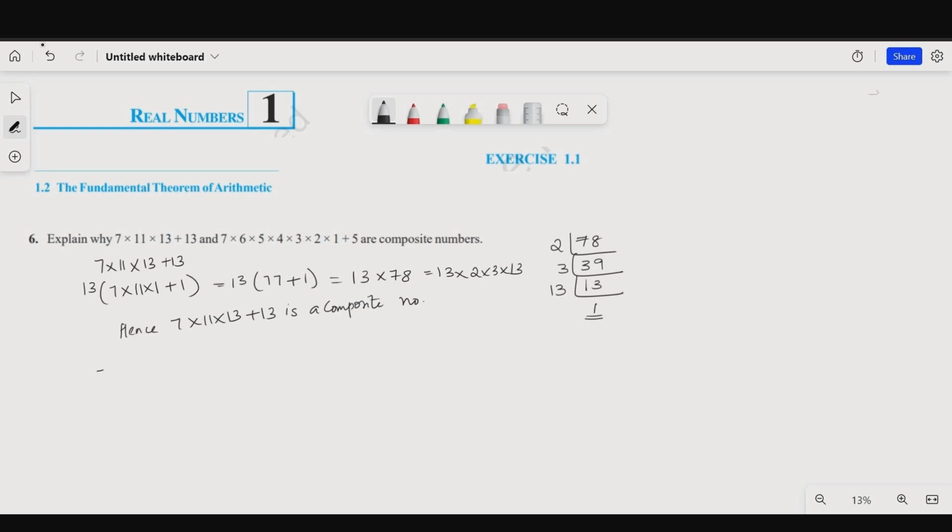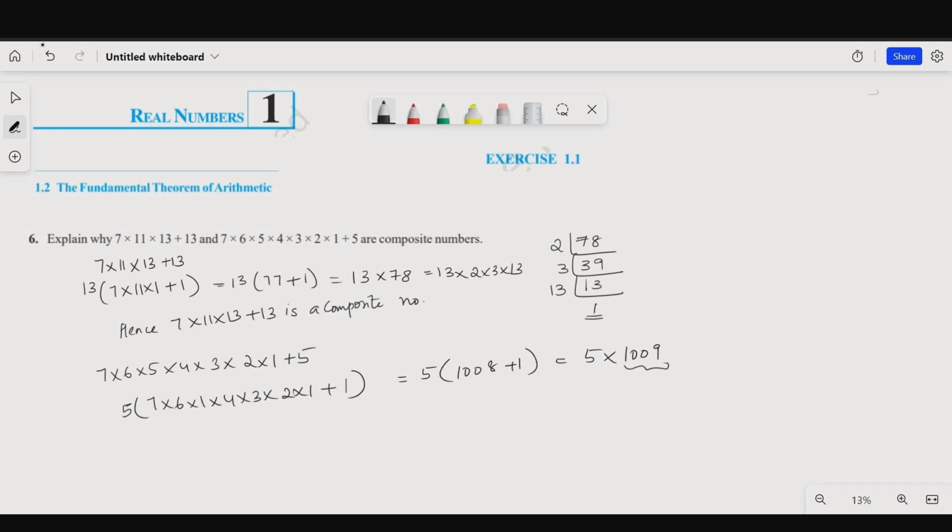Let's take the next number. 7 into 6 into 5 into 4 into 3 into 2 into 1 plus 5. From this we can take 5 as a common factor. It will become 5 into (7 into 6 into 1 into 4 into 3 into 2 into 1 plus 1). So this will give us 5 into (1008 plus 1), which is equal to 5 into 1009.